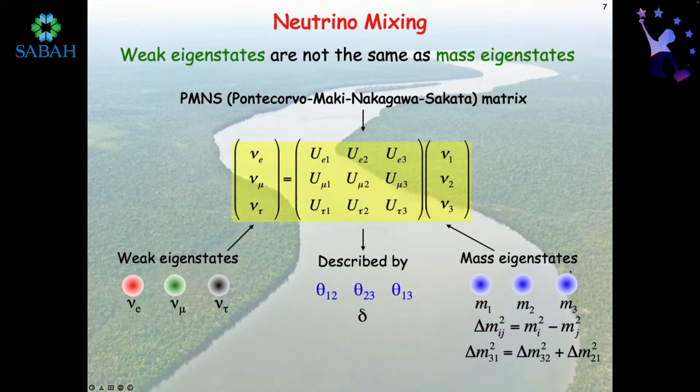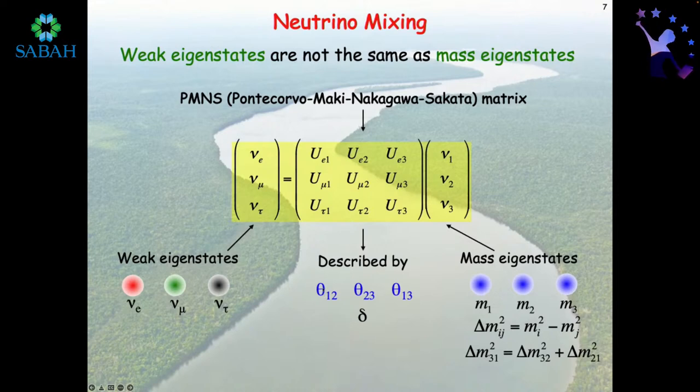Each one has a mass that I call M1, M2, and M3. And the relationship between the neutrinos that we observe in the laboratory and these three neutrino mass eigenstates that we don't see is described by this matrix equation. So basically it tells us how the individual neutrinos we observe are related to these three mass eigenstates. And this is what we call the mixing matrix. And sometimes we call it the PMNS matrix.